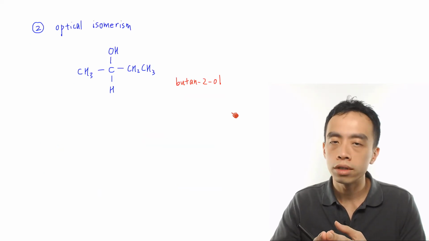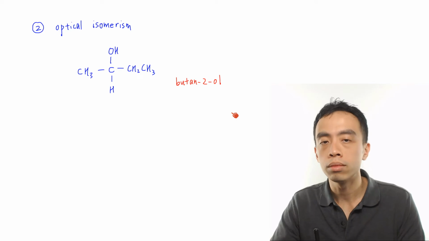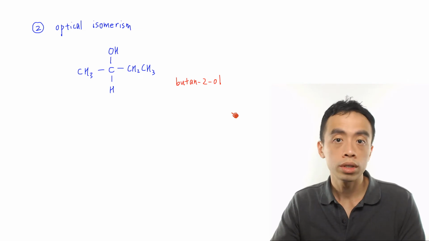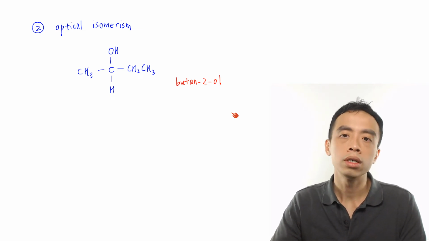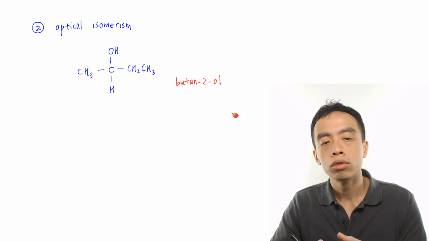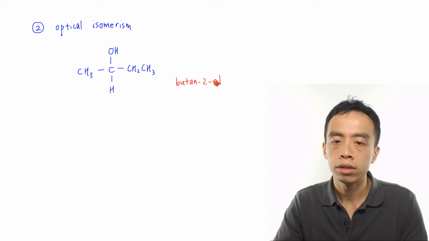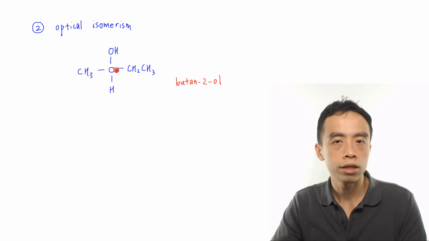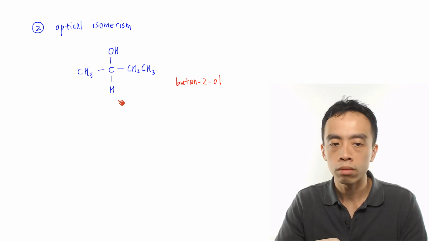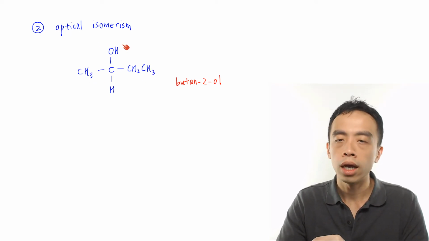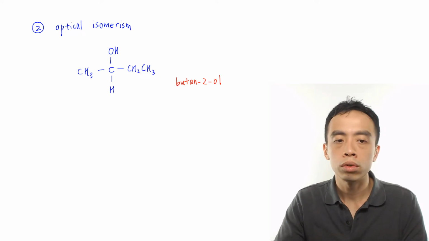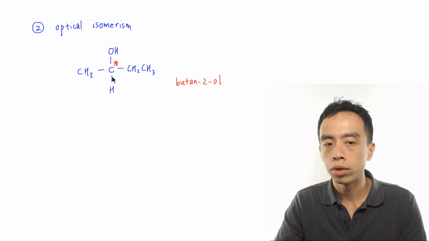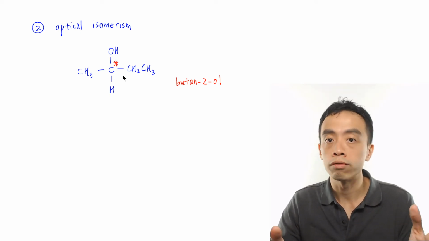Now the second type of stereoisomerism is optical isomerism. Optical isomerism occurs for a chiral carbon. A chiral carbon is a saturated carbon, or an sp3 hybridized carbon, which is attached to 4 different groups. We have an example here. This is butan-2-ol. You notice this carbon here, which is the second carbon, is attached to 4 different groups: a methyl group, a hydrogen, an ethyl group, and an OH group. By convention, we use an asterisk to annotate a chiral carbon. So we know that this carbon is chiral, as it is attached to 4 different groups.